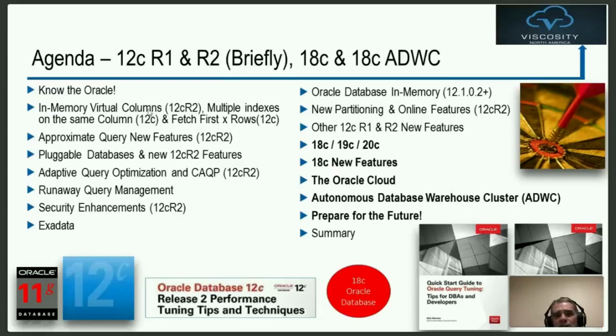So what's important? If we look at these topics, in-memory is important because that's where Oracle's focusing. Speed matters. Approximate Query works because you're doing a lot of BI. This might make that a lot faster.